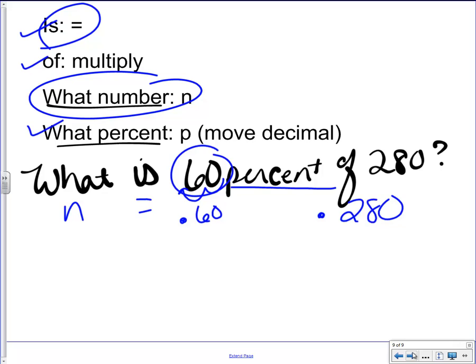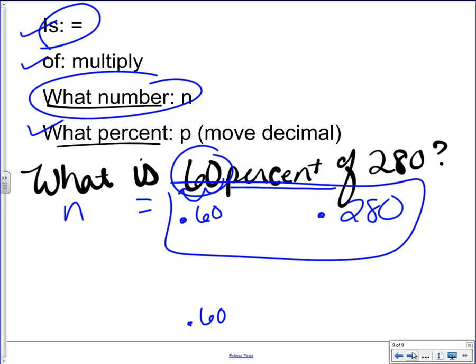So I type in this guy right here in my calculator, 0.60. I literally type it in just like that. Push the multiply sign, the X or the dot, and then type in 280, push equals, and I find n is equal to, that would be great if I had my calculator. Sorry. 0.60 times 280 equals 168. Final answer.